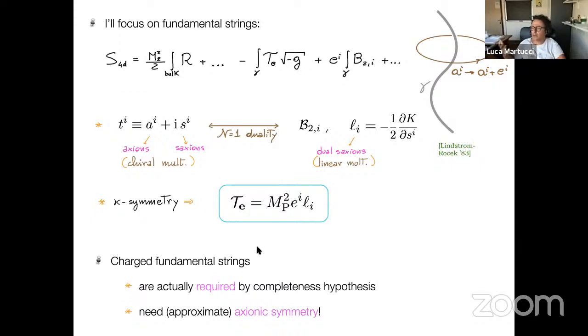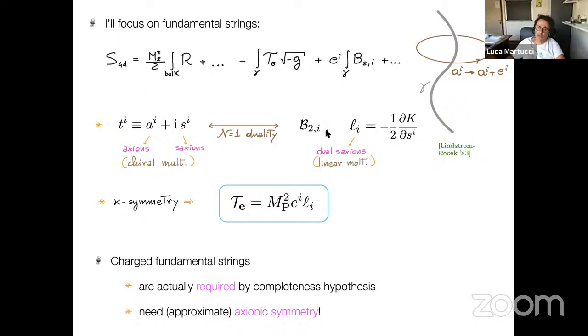Now we can start looking at string models, or from an effective field theory viewpoint, invoking some swampland criteria. First of all, a priori, we could include or not include, just from a pure supergravity level, such strings into the effective theory. But actually, if we invoke the completeness hypothesis, such strings should always be taken into account once you have at least this description in terms of two-form potentials.